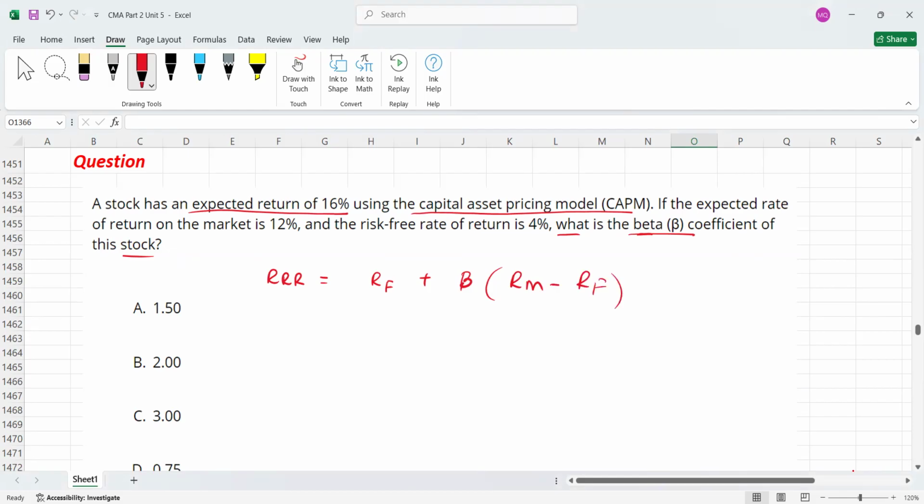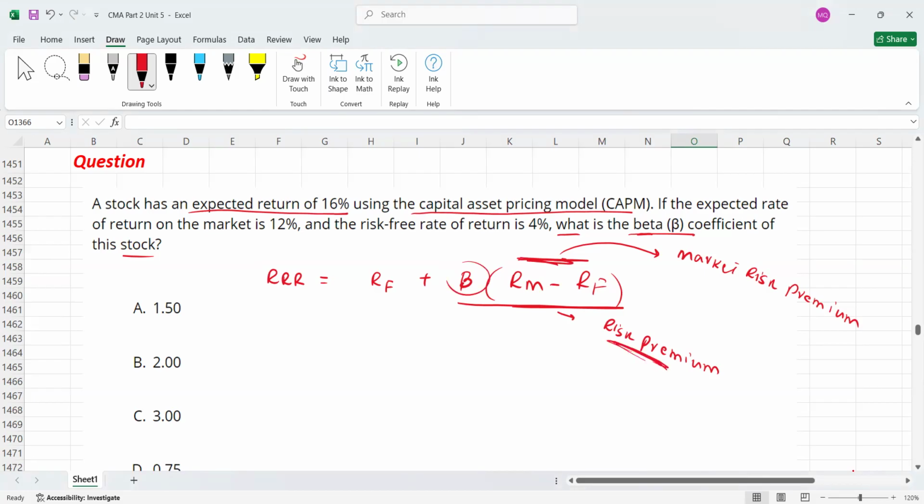I told you this side, RM minus RF, is also called market risk premium. But if you look at this whole side, this is called only risk premium. How do you calculate it? You need RM, return on market, minus RF, risk-free rate. Whatever answer you get should be multiplied with the beta. Then it is called risk premium. But if you take RM minus RF, this is called market risk premium.